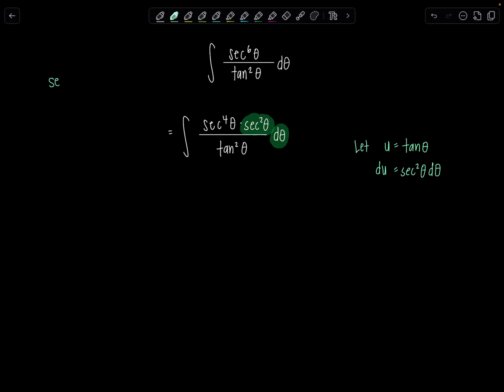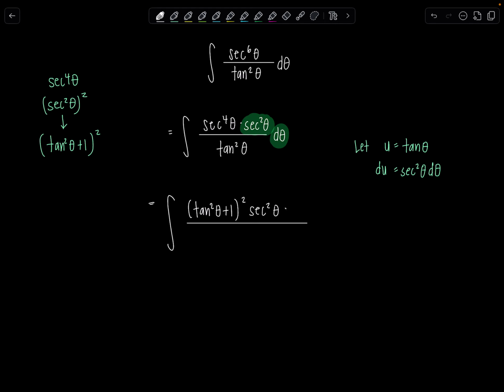So secant to the 4th theta, remember that's secant squared theta, squared, and I can replace secant squared theta with tangent squared theta plus 1. So then I would have that entire quantity squared. So let me rewrite that first, and then we can go ahead and do the u sub. Notice your trig is just so essential. You gotta remember it all throughout your math career. Tan squared theta plus 1, squared.